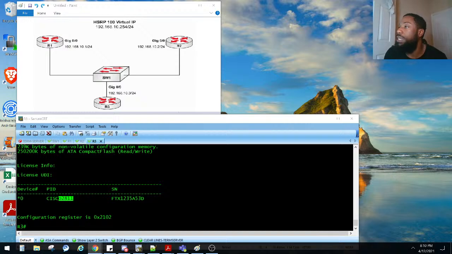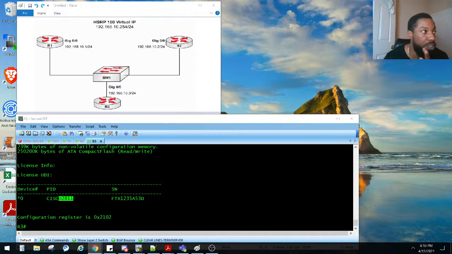Anyways, let's go ahead and get started. I hope you guys got your stuff labeled up if you're using an emulator. Again, HSRP is Hot Standby Routing Protocol. It's a failover solution. They call it an FHRP, which is First Hop Redundancy Protocol.